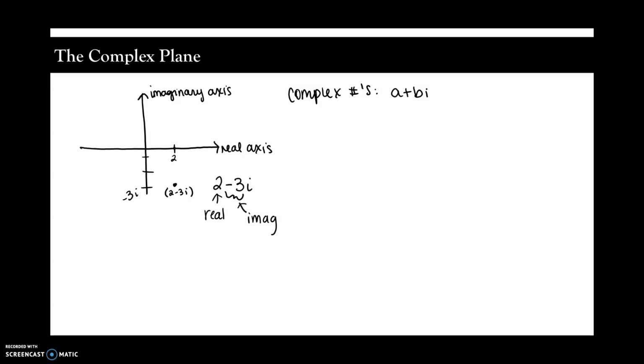Now you can plot purely imaginary numbers. Like this point would be 3i. You can also plot just strictly real numbers. This would be 4. See how that works?